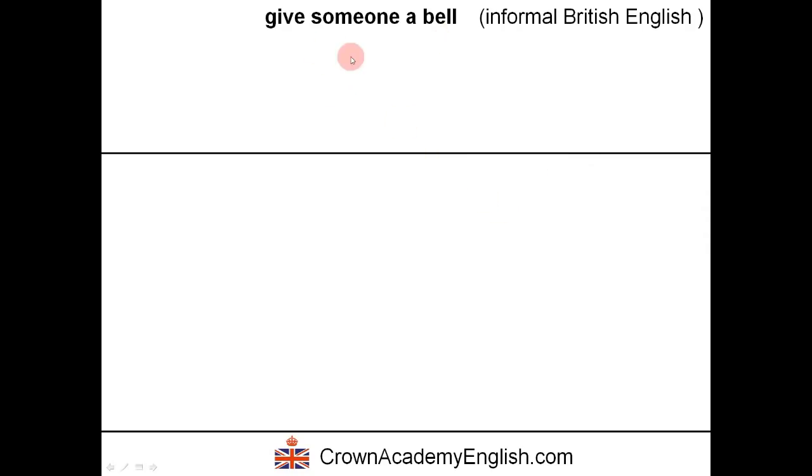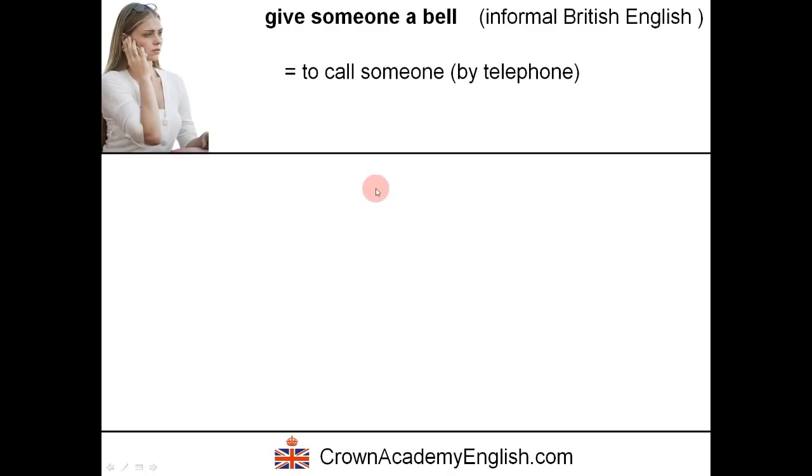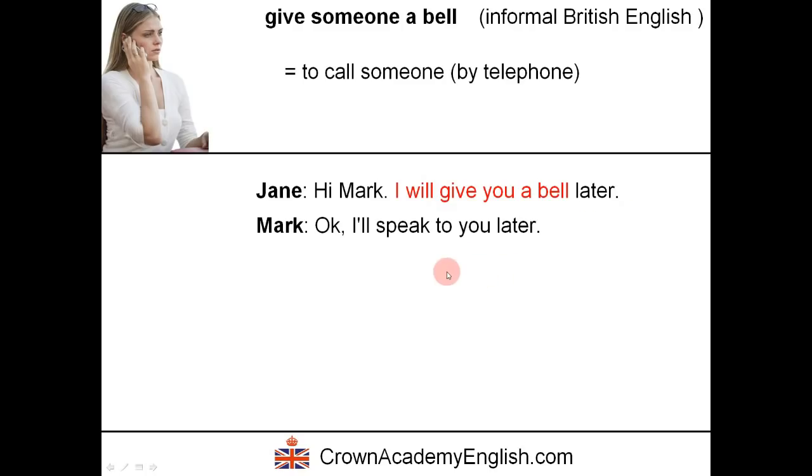To give someone a bell. This is an action, so this is a verb. Give someone a bell. And this is informal British English. And it simply means to call someone, so by telephone, so to make a telephone call. Okay? So here is an example. Jane says, "Hi Mark, I will give you a bell later." And Mark says, "Okay, I'll speak to you later." So Jane is saying, "Hi Mark, I will call you later."